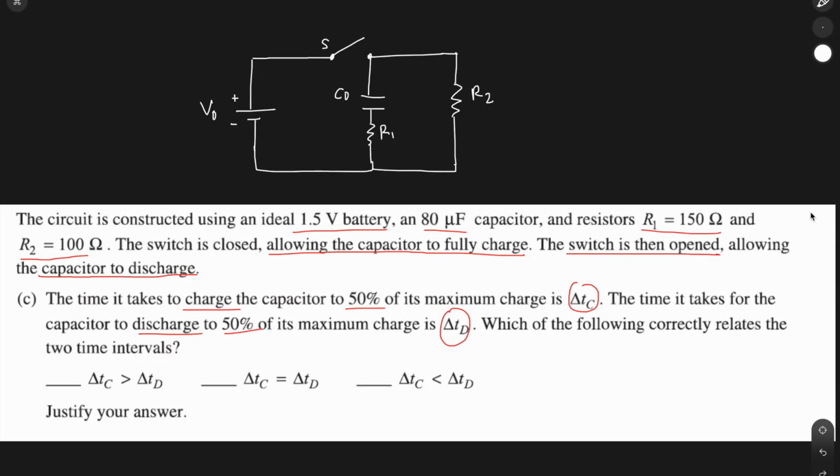So the time it takes to charge the capacitor to 50% of its max charge is delta T sub C. The time it takes for the capacitor to discharge to 50% of its max charge is delta T sub D. Which of the following is going to correctly relate the two time intervals? So we can do this very simply by using an equation called the 50% equation.